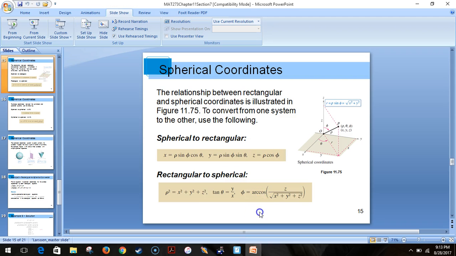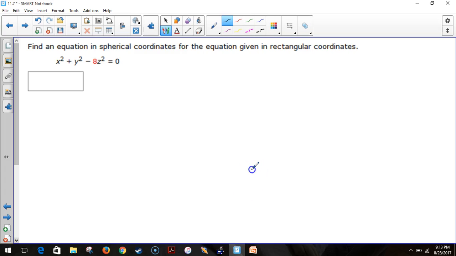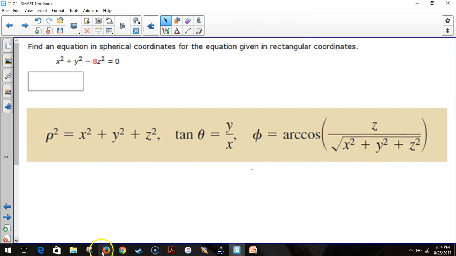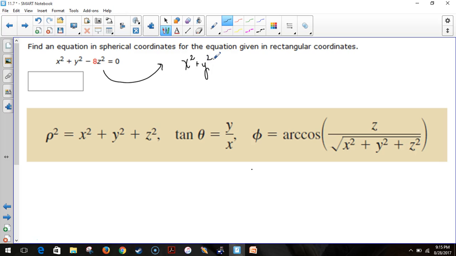Let's pull up some of our conversions. Let's see, rectangular to spherical. Well, you can see that we almost have rho squared. The problem is that I have this negative 8z squared. I would really prefer that it were just a positive z squared. So we're going to kind of make it that way. Another way to say negative 8 would be a positive z squared minus 9z squared, right? So if I put those two back together, I would have negative 8z squared equal to 0. So now I actually have my rho squared.